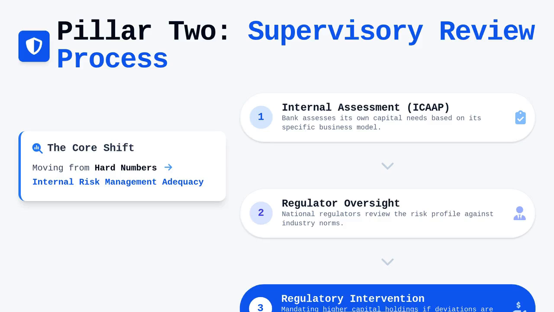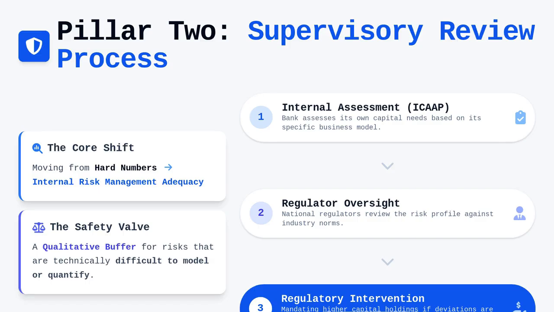This pillar acts as a critical bridge between simple compliance and strategic risk management, acknowledging that automated formulas cannot capture every possible scenario. You should consider this the qualitative safety valve that accounts for risks that are technically difficult to model or quantify. It places the burden of proof on the bank to demonstrate that its capital management is robust enough to handle its specific risk exposures.